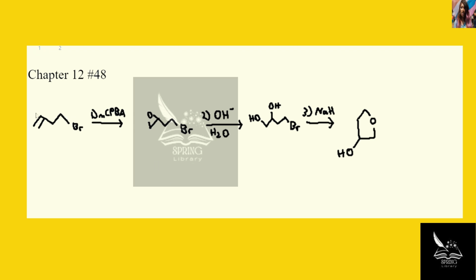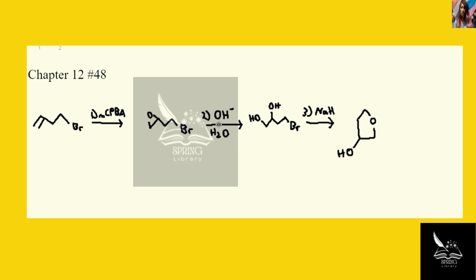So you have this molecule with a double bond and a bromine. And so you're going to firstly treat it with MCPBA. And so that's going to epoxidize the alkene, as we know. And so that's your first product, this epoxide. The bromine's still there. Bromine's just fine.